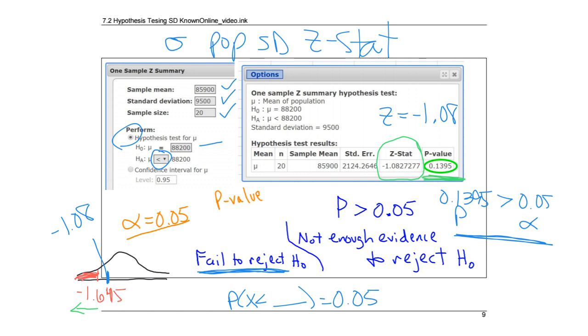Now, because our claim was the alternative, we do not have enough evidence to support our claim. We would have had to reject the null hypothesis. So we cannot support our claim, and we're going to stick with the null hypothesis for now.